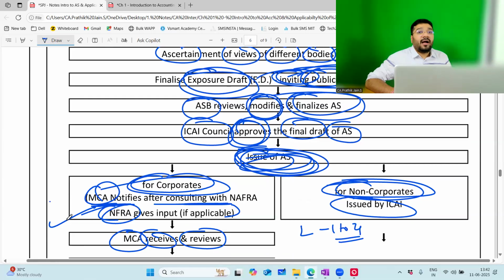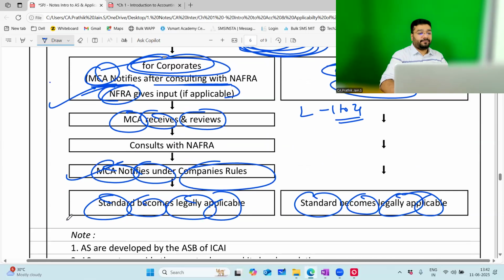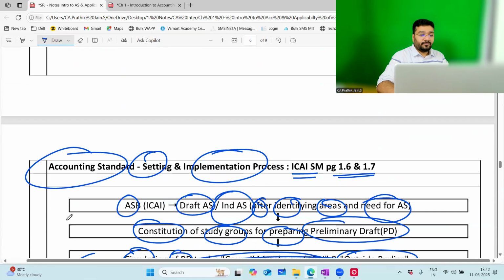So here, accounting standard, if you want to make it applicable on the corporates, you have to get approval from MCA. Only through MCA's notification is the accounting standard made applicable on the corporates. Any problem? Online people, any problem?